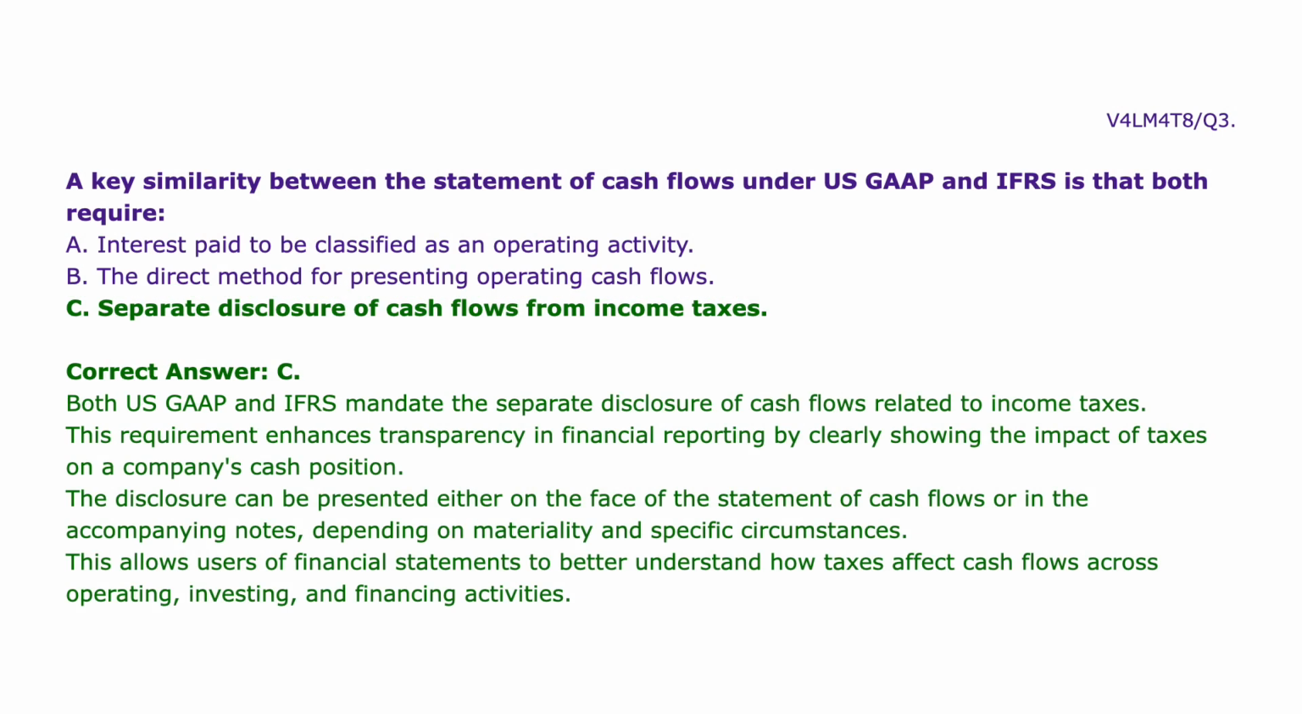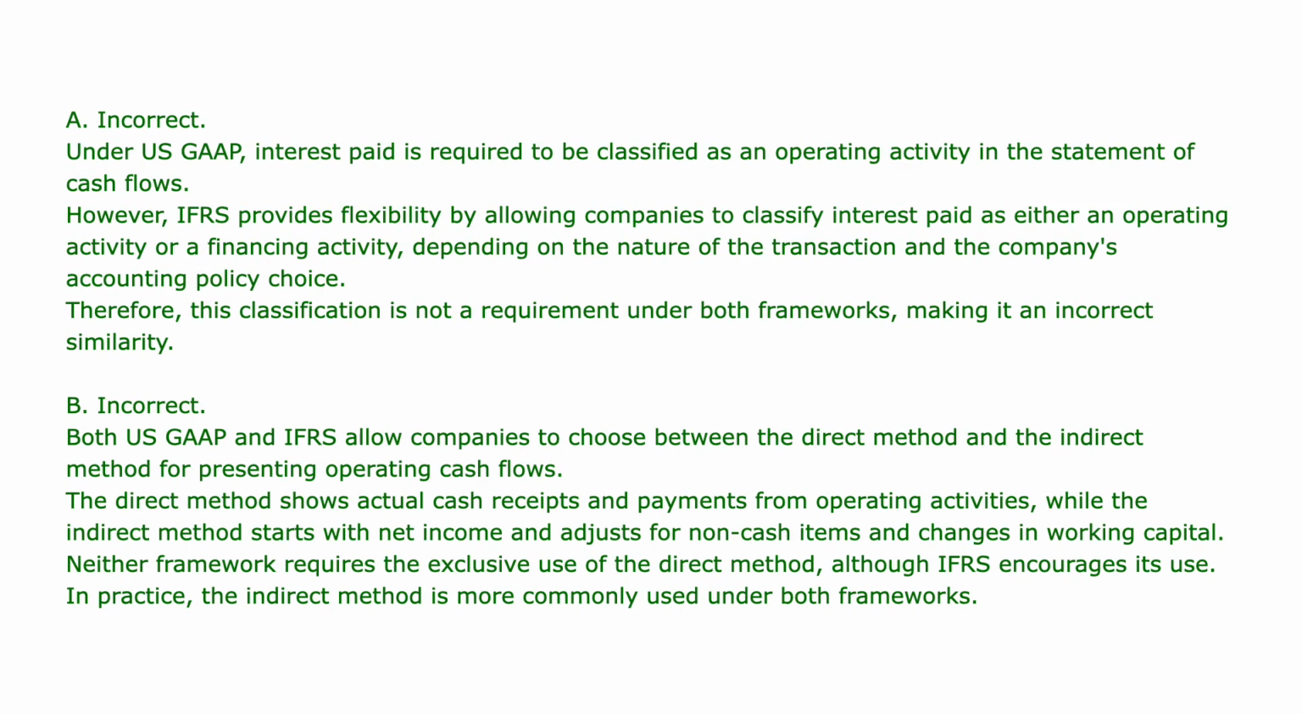US GAAP and IFRS require separate disclosure of cash flows related to income taxes, enhancing transparency and understanding of tax impacts on cash flows. A. Incorrect. Interest paid classification differs between US GAAP and IFRS. B. Incorrect. US GAAP and IFRS allow companies to choose between the direct and indirect methods for presenting operating cash flows, with the indirect method being more commonly used.